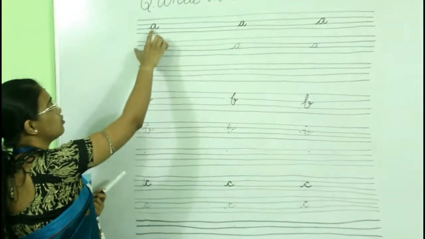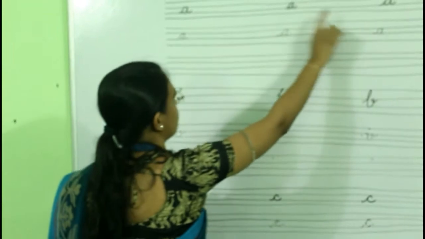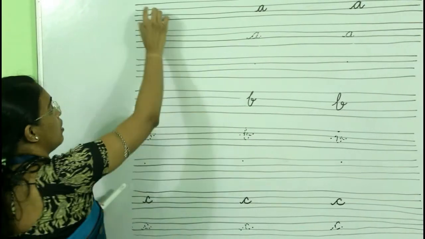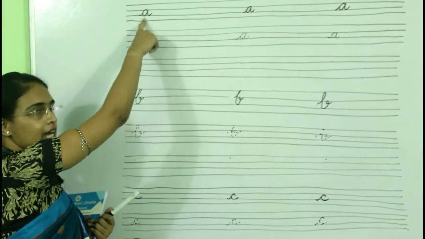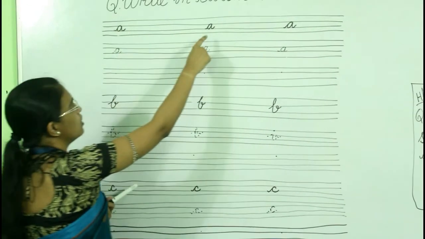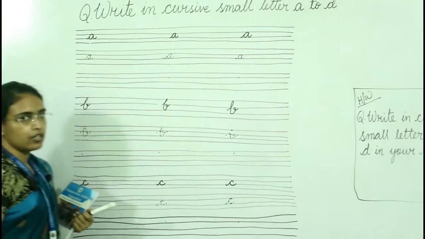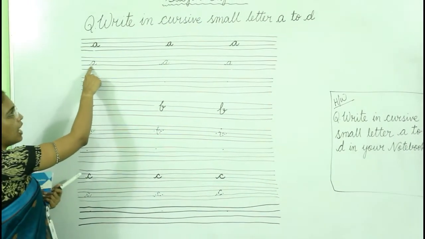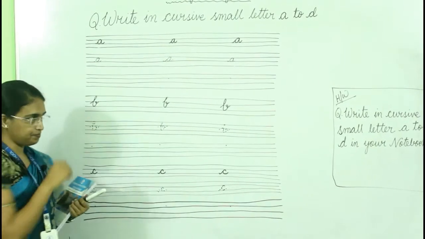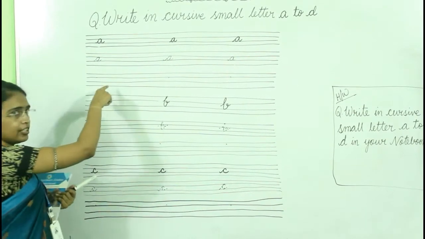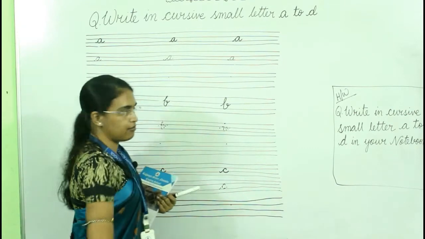Tell your parents to write this line, first line, okay? So when your parents will write this first line, what do they have to write? They have to write cursive small letter A. Then after that you have to trace these 3 letters in second line, and then after that you have to write it by yourself.